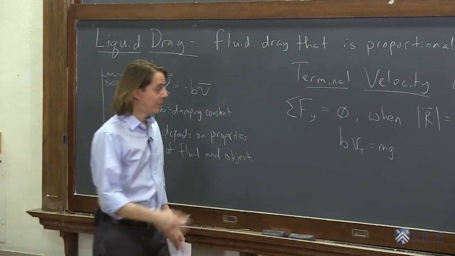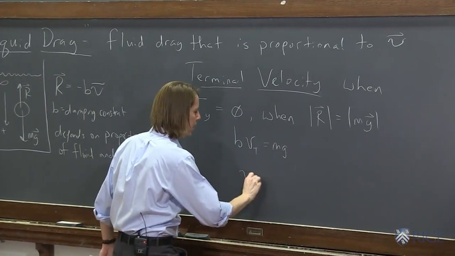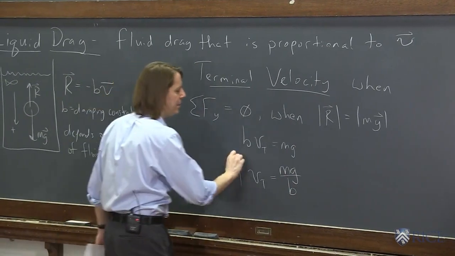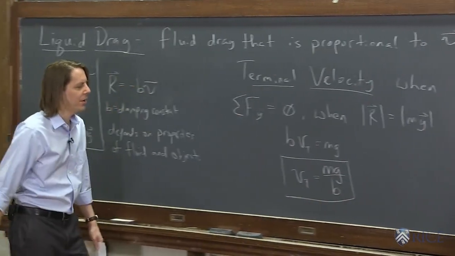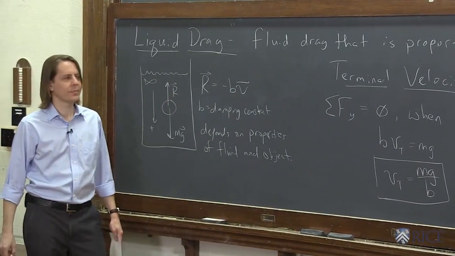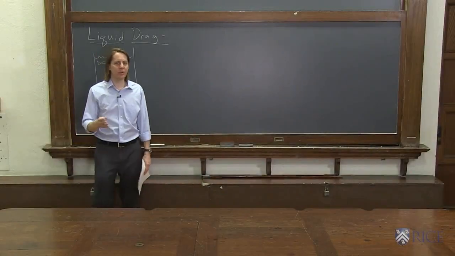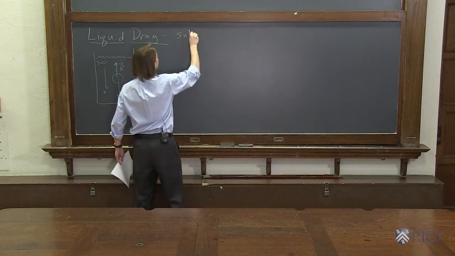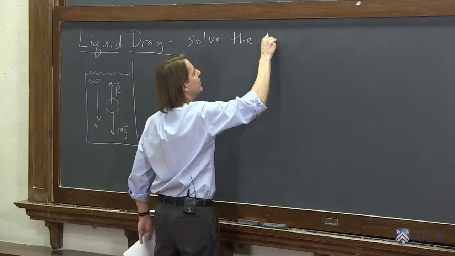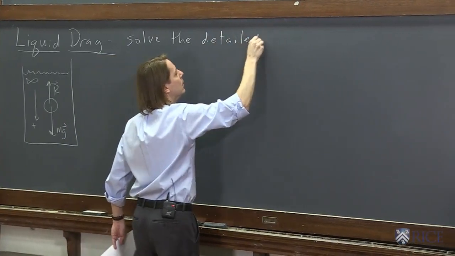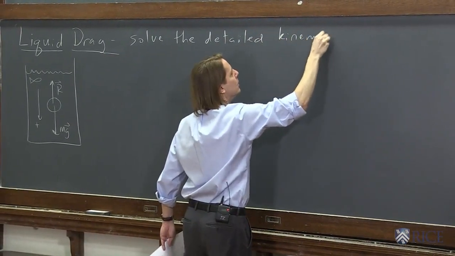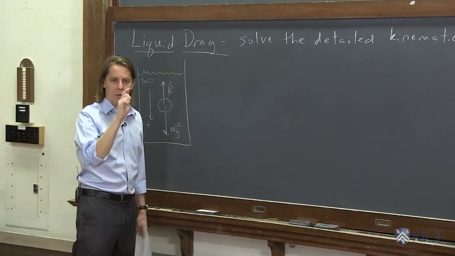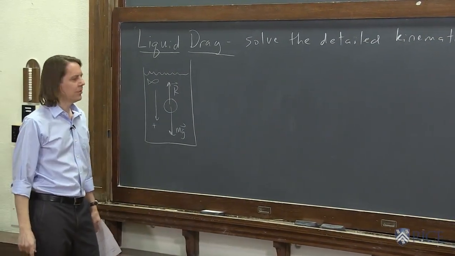So terminal velocity looks much simpler than in the case of air. It's just mg over b. The force due to gravity divided by the damping constant. There's one thing we can do for liquid drag that we can't do for air drag, and that is we can solve the detailed kinematics. Since it is only proportional to the velocity to the power of 1, we can solve it.